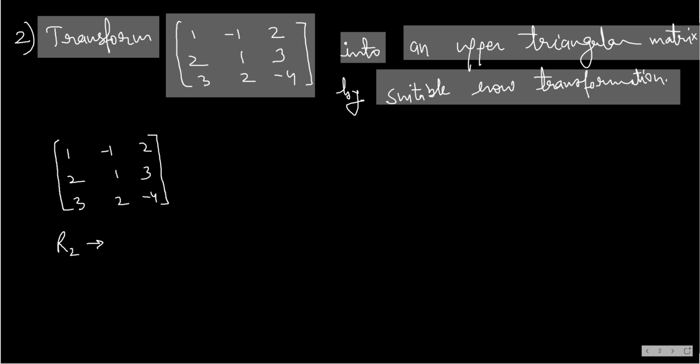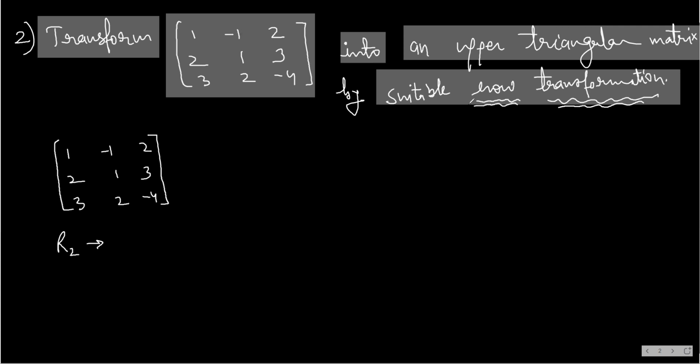Because if we change C1 and C2, then we'll get the three elements. But then it is said, "suitable row transformation." Oh, okay. In the question, they have specified it is row transformation. But if it wasn't specified, could we have done it in that way? That was my question.